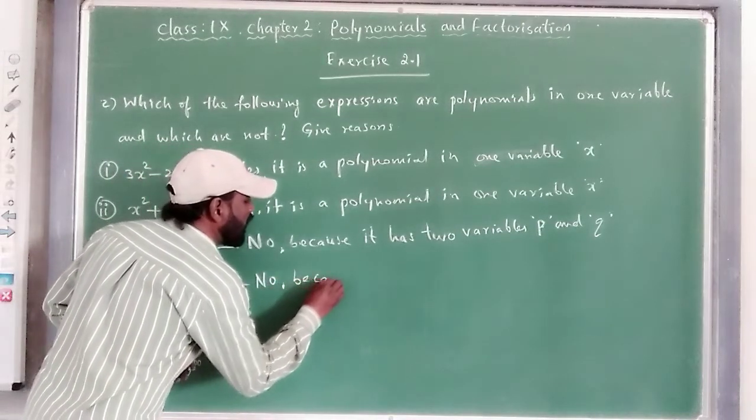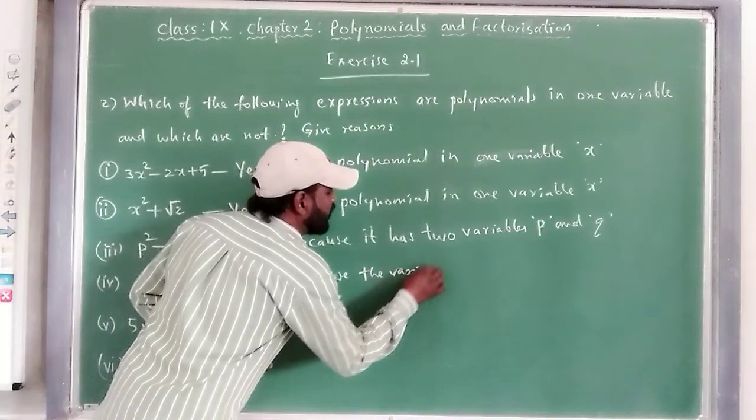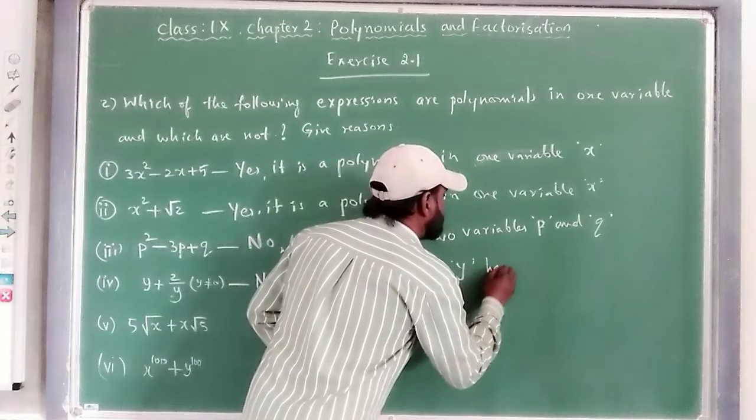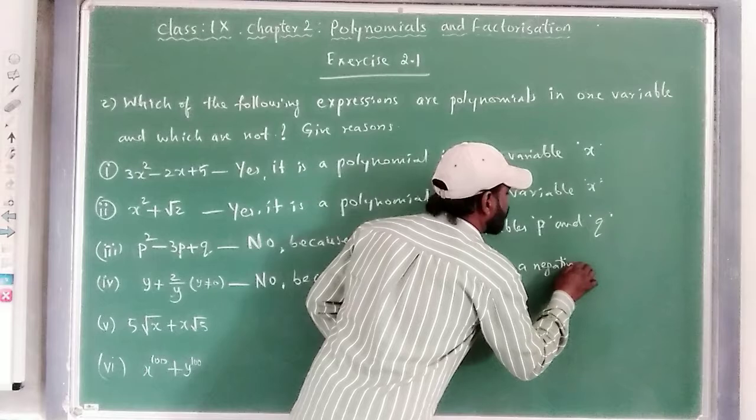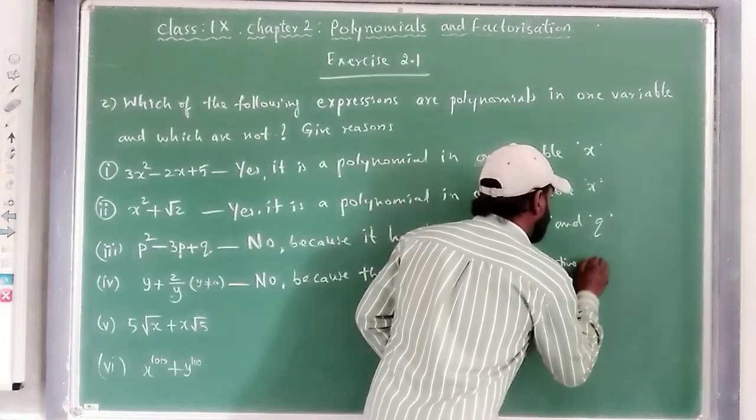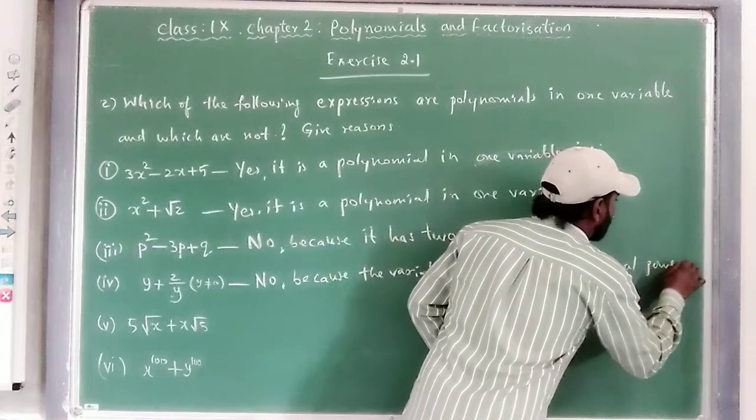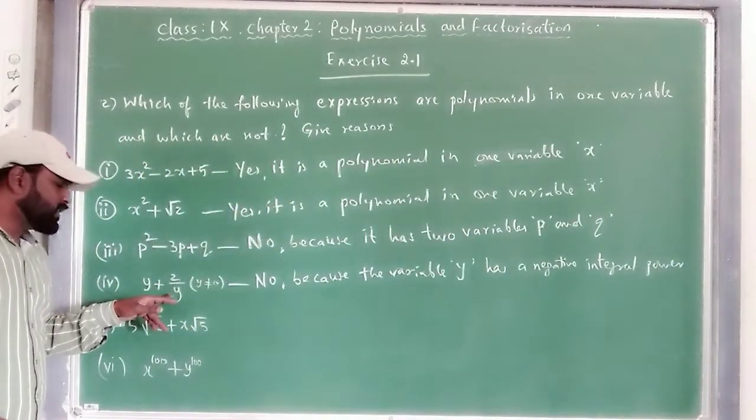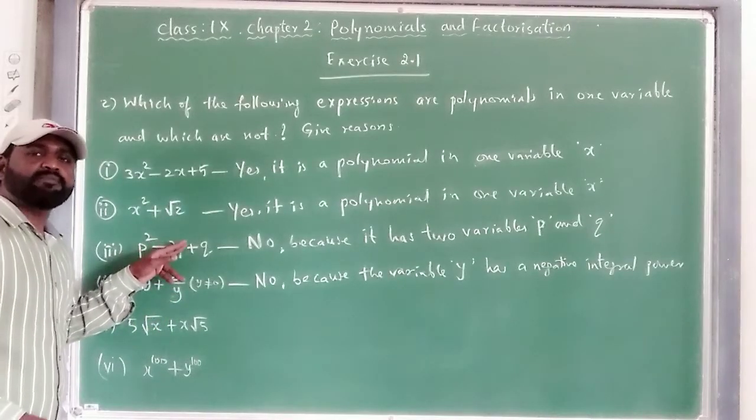Because the variable y has a negative... Here you cannot say negative integral power. How can you say it is a negative integer? Because the variable is in the denominator place. When you bring it up, it becomes a negative integer.